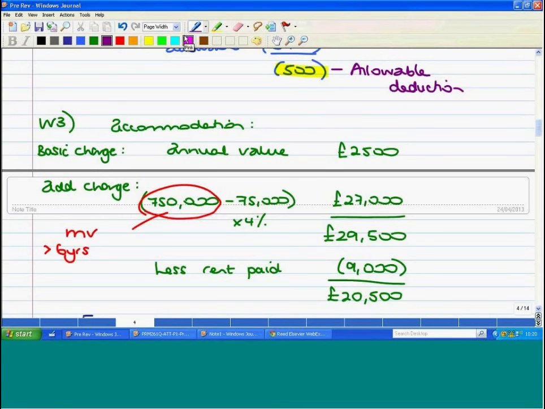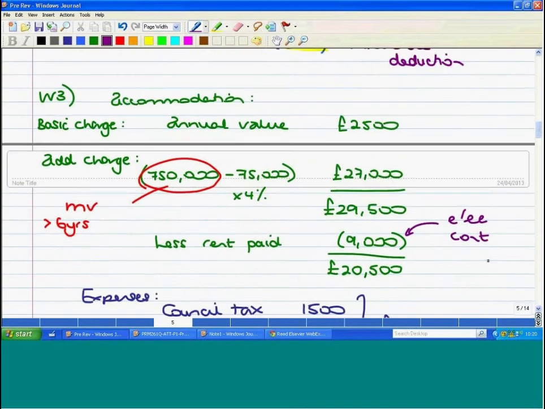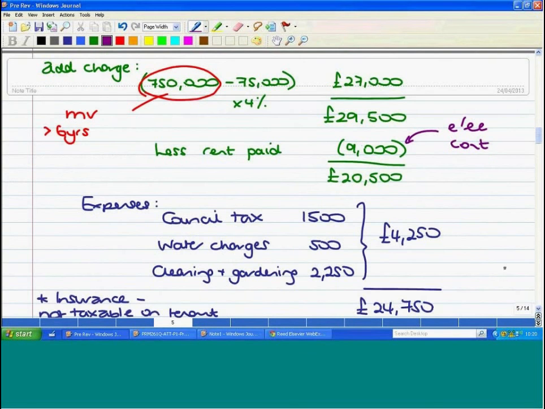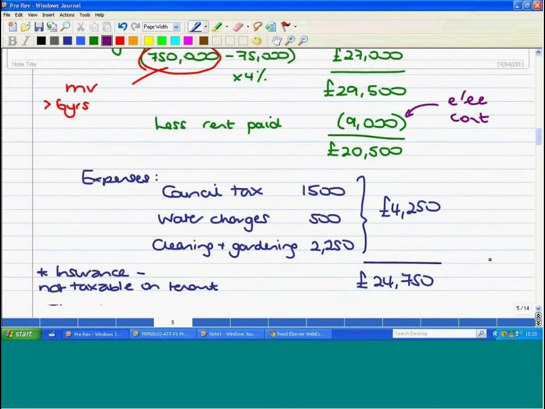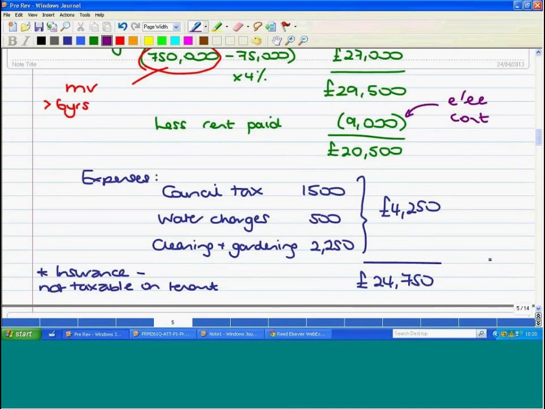Right at the beginning, we were told they'd paid £750 per month. So that's my employee contribution. And then also, as we discussed, there were those expenses that were paid on his behalf. So we're going to pay tax on all of those apart from the insurance. And again, don't just ignore the insurance. Make a note to tell the marker why you haven't done anything with it. Okay, because you're bound to get credit for that.